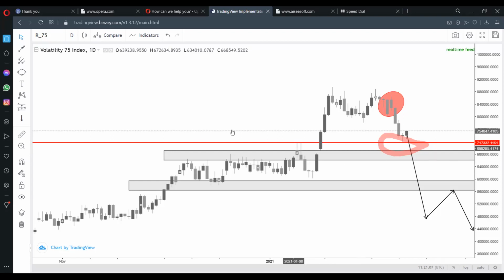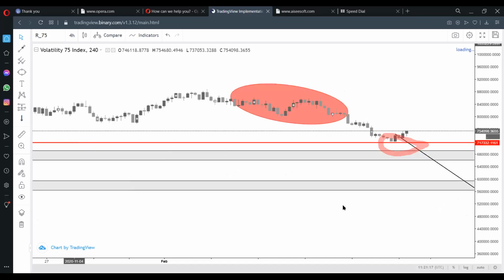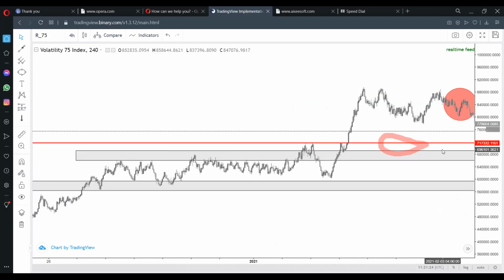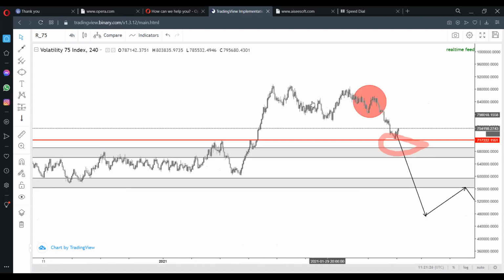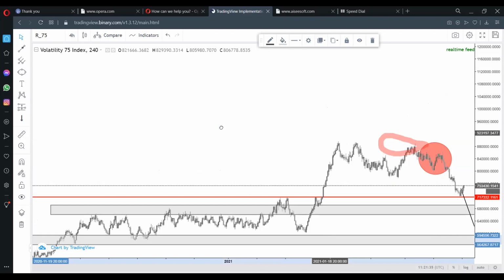So looking at this one, if you go to the 4 hours time frame, you can see that the price is still in an uptrend. You can see here that the price is still in an uptrend. So all this is just a retracement. There's one thing you need to note. Let me show you something here. There's one thing many traders don't know.